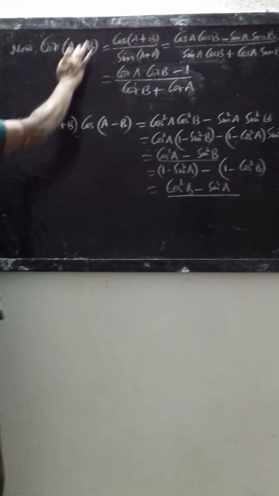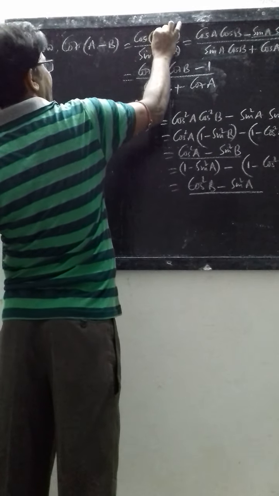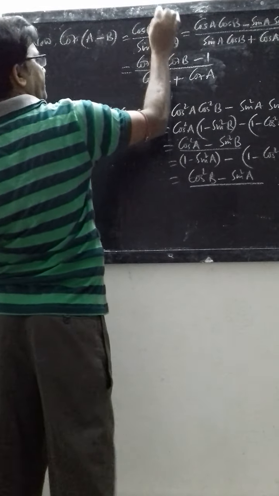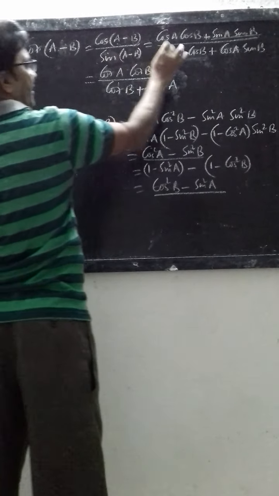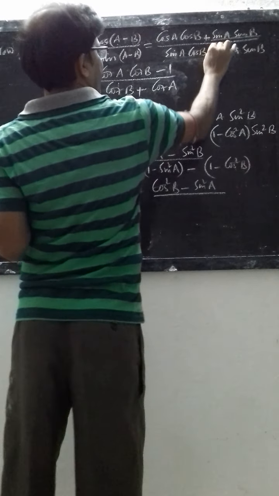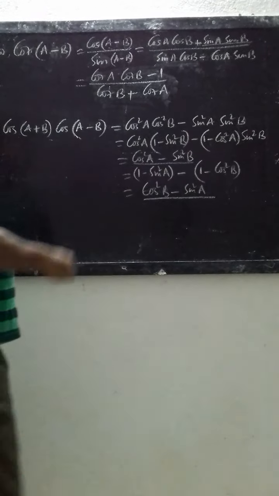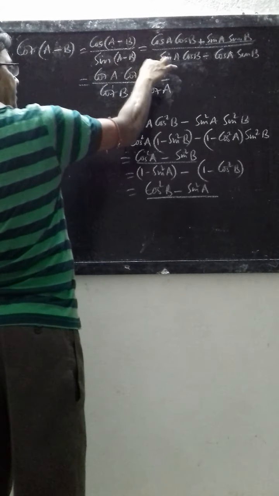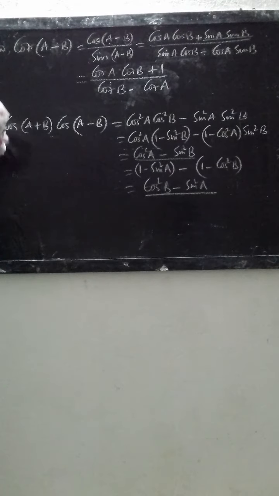Similarly, cot(A−B) equal to cos(A−B) by sin(A−B). The cos A cos B plus sin A sin B, the sin A cos B minus cos A sin B. Again dividing by sin A sin B, we get cot A cot B plus 1 divided by cot B minus cot A.